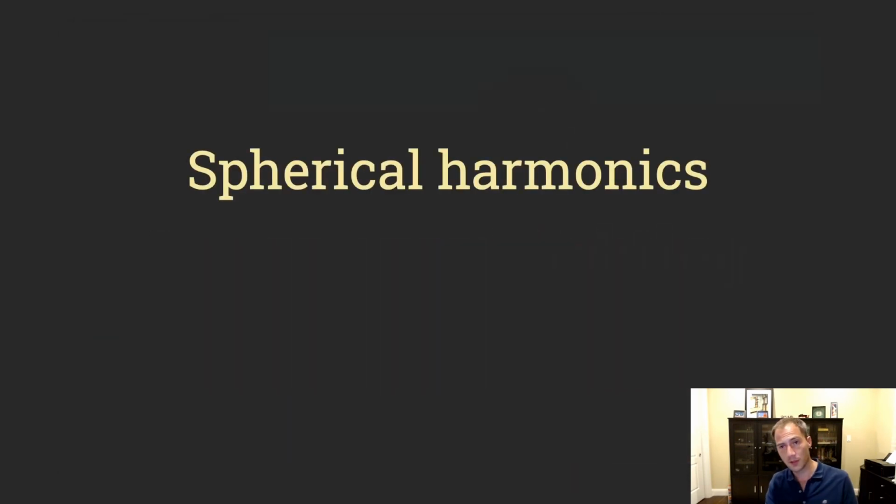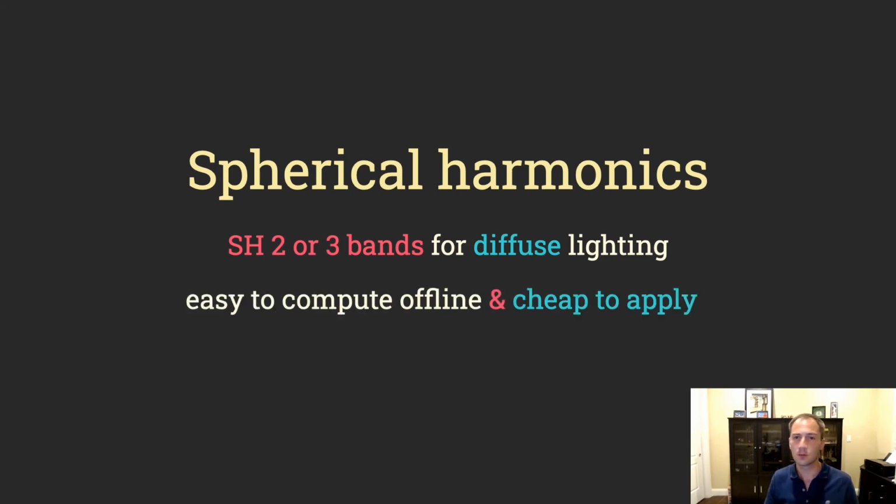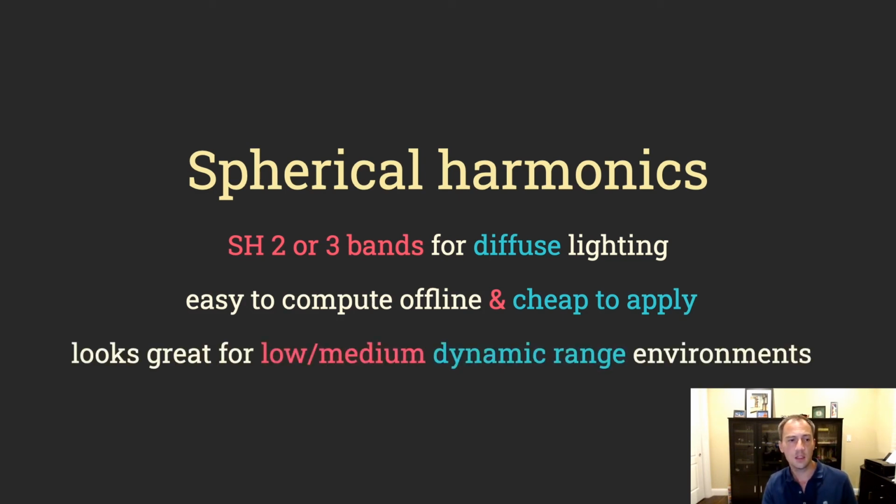So we started, unsurprisingly, with spherical harmonics for the diffuse component of indirect lighting. We use 2 bands or 3 bands, depending on the situation. And spherical harmonics are great because they're easy to compute offline. They're really cheap to apply, especially when you only use 2 bands on mobile, for instance. And they can yield very good results for low and medium dynamic range environments.